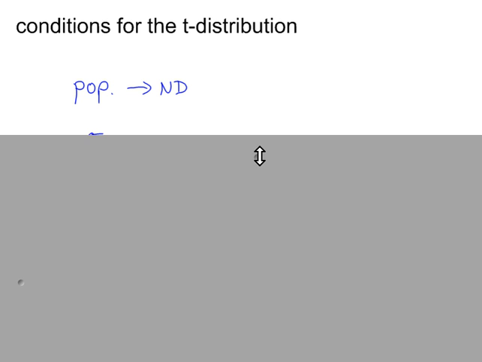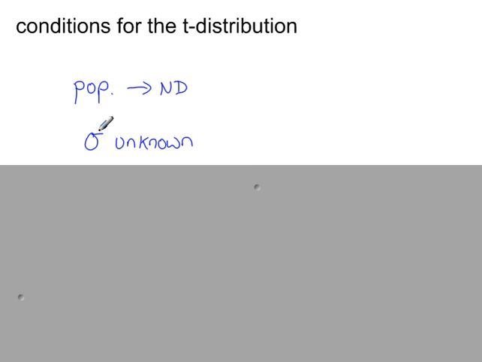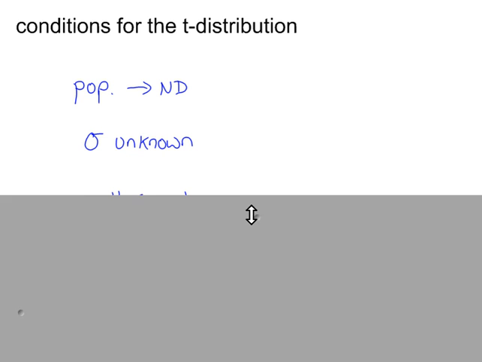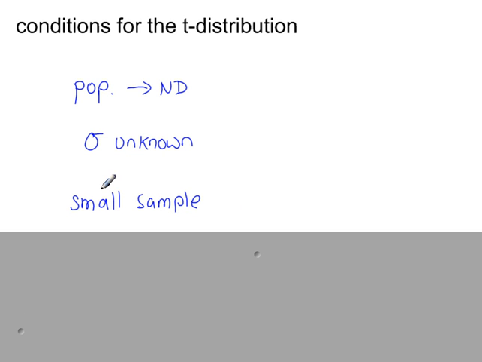So just going over the conditions for the t distribution: the population must be normally distributed, the population standard deviation must be unknown, and a small random sample is being used. And because the sample is small, we try to estimate this population standard deviation from the sample standard deviation, and there's a lot of uncertainty because the sample is so small. And the t distribution is taking care of that uncertainty.